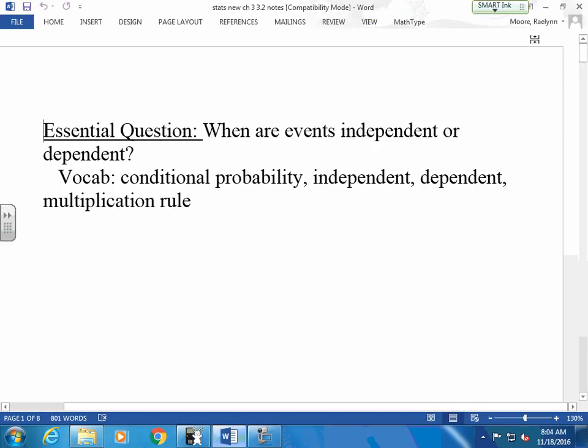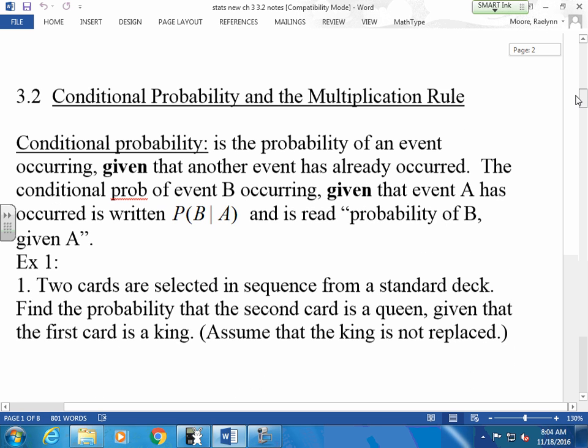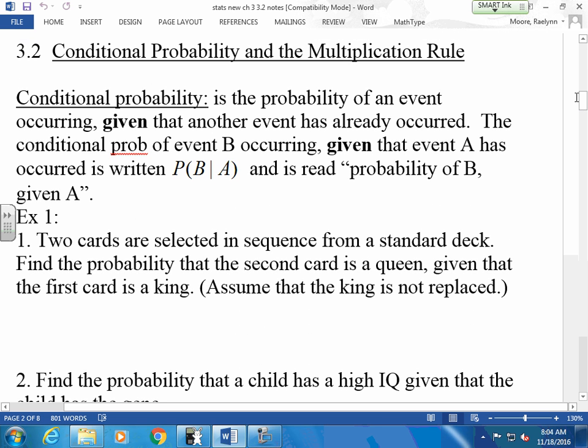Okay. And conditional probability, you can almost feel it in the words. Conditional probability depends on something else. There's a condition to be met. It depends on something else happening. So I gave you the notes for today. And just feel free to write on them, embellish them, put your examples on them, whatever you need to do with them. Conditional probability is the probability of an event occurring given that another event has already occurred.